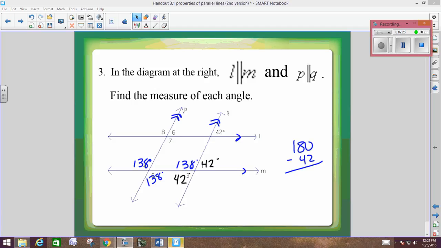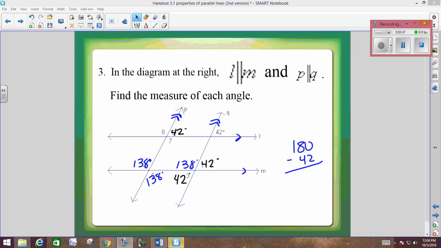Macy, angle 6. How'd you get it? Corresponding to angle 1? This one? Yeah. The original 42? Sure. Yeah, good. These 2 angles correspond, so they're going to be congruent.